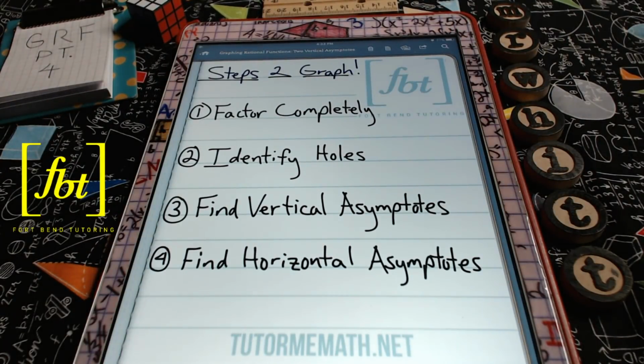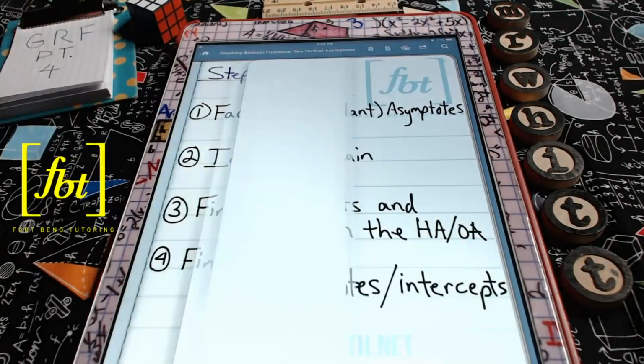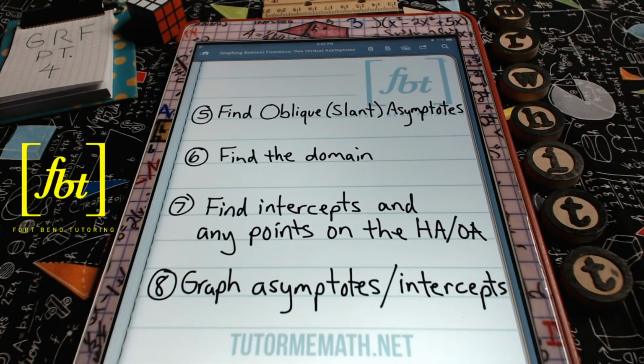Next, we want to remind you of the steps to graphing rational functions. Step 1, go ahead and factor the function completely. You want to then identify any holes that may occur. You want to find your vertical asymptotes, especially important for this video today, and also find any horizontal asymptotes you may have, and find your oblique/slant asymptotes that may be occurring in the function. You want to identify the domain. You want to then find the intercepts and find any points on the horizontal asymptote or the oblique asymptote.